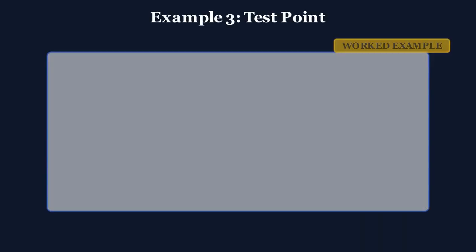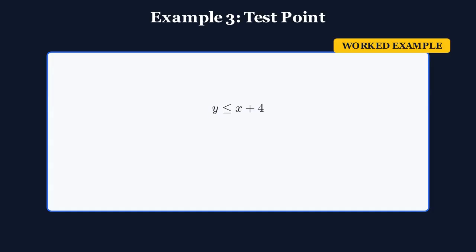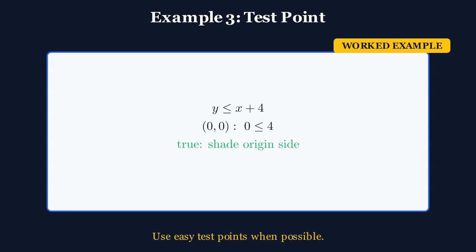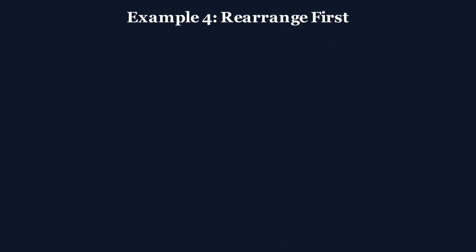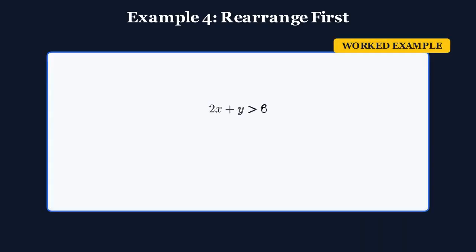For y less than or equal to x plus 4, test the point 0, 0. 0 is less than or equal to 4, which is true, so shade the side containing the origin. Graph 2x plus y greater than 6. Rearrange to y greater than negative 2x plus 6. The boundary is dashed, and, because the inequality is greater than, shade above the line.